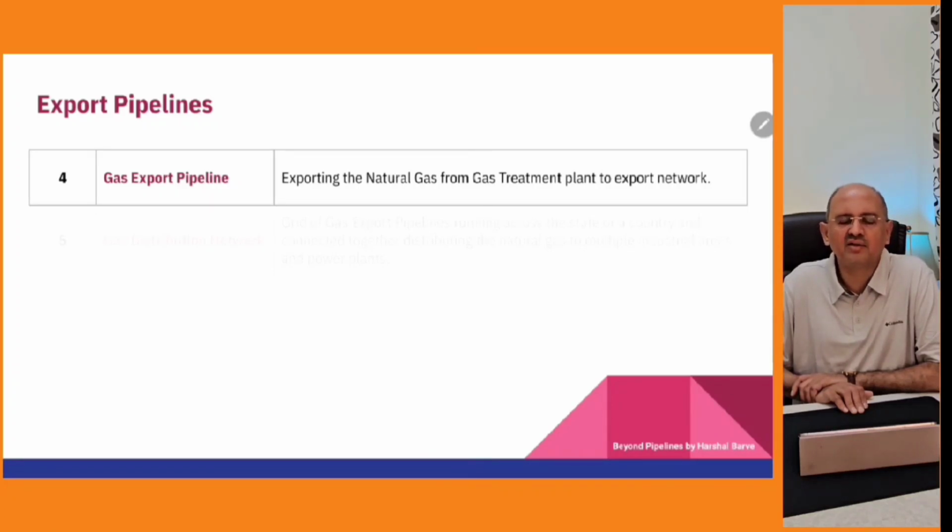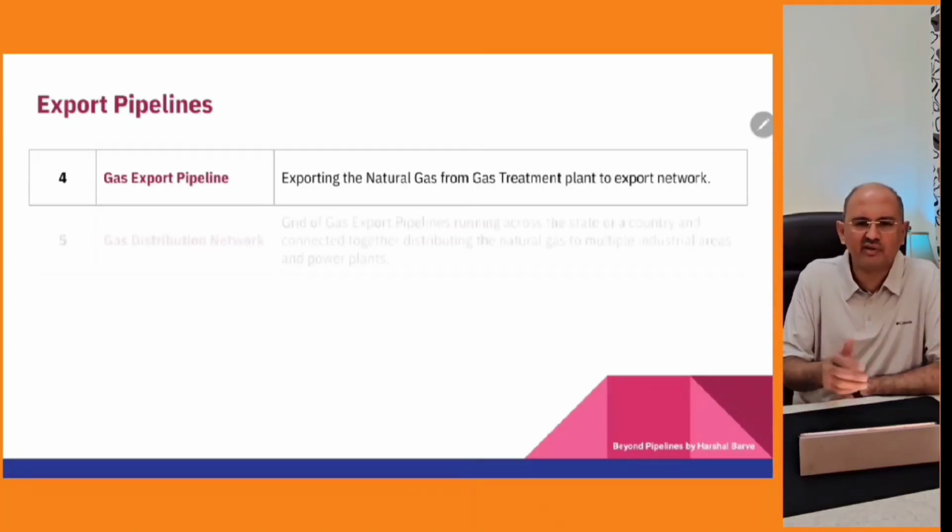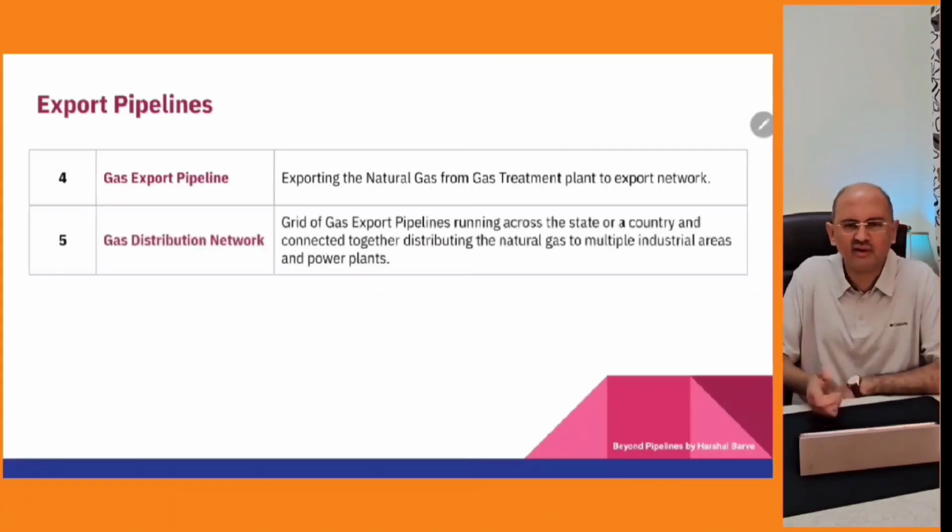So gas distribution is required for catering to the country's power plant needs plus industrial needs, and it also supplies the gas to the LNG facilities where the LNG is made for export. So this becomes part and parcel of every country's economic cycle, the gas export network, which is explained in the slide.